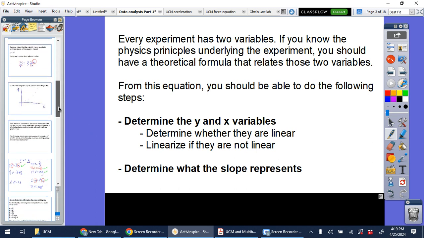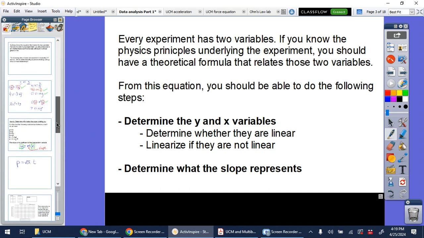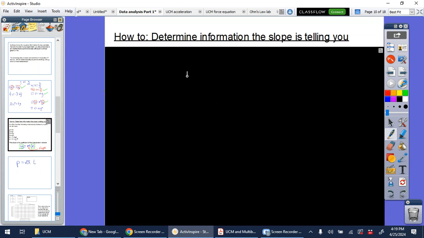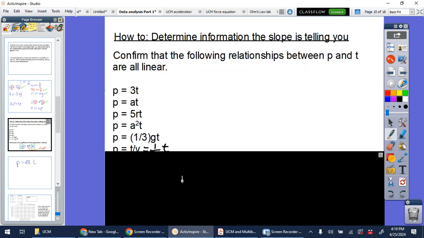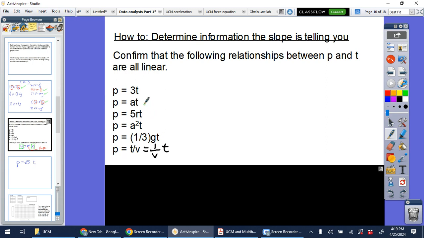For this one, let me go through a list of equations. This one is about determining what the slope is telling you, what the slope represents. First confirm that all these equations, if you look at P and T, represent linear relationships between P and T. So P and T, P and T, P and T. Do you all feel like you understand that P and T are linear right here?